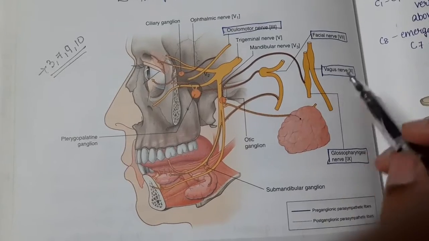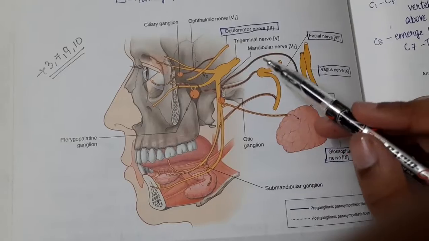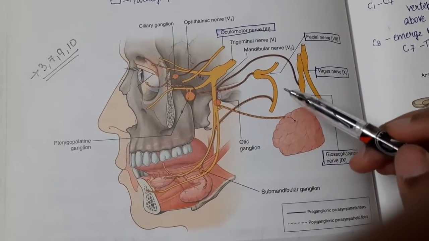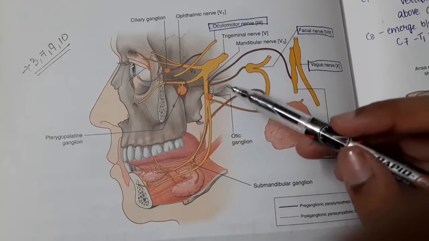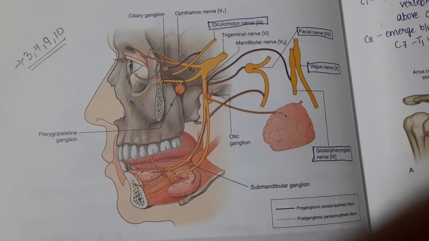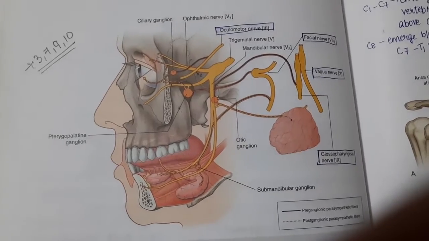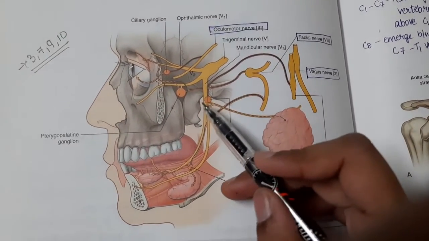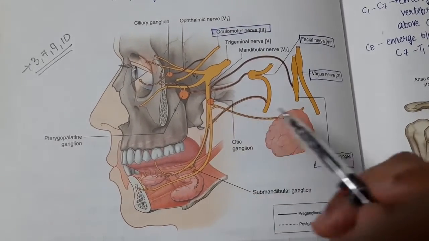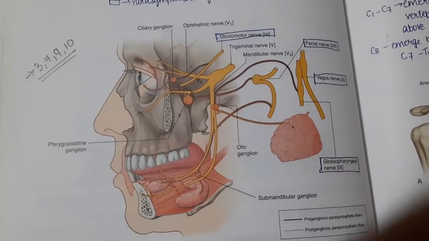Then we have the parasympathetic supply from the glossopharyngeal nerve and the vagus. It goes from the glossopharyngeal nerve and the vagus to the submandibular ganglion and it supplies the submandibular salivary gland. Whereas from the facial nerve, it also gives one more branch. From the glossopharyngeal nerve, it gives a branch to the otic ganglion, which will supply the parotid gland.